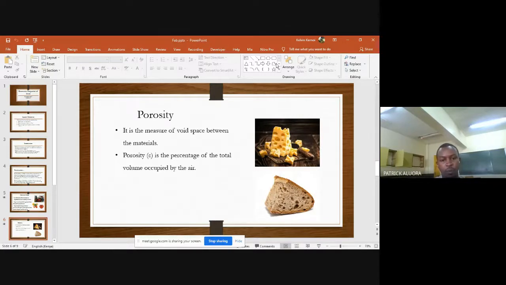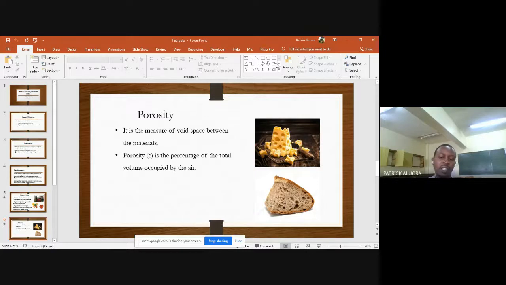The other property is porosity. Porosity is the measure of void space between materials. Basically, porosity is the percentage of total volume that is occupied by air. If you look at the photographs presented on my screen, we have a block of cheese and a bread.